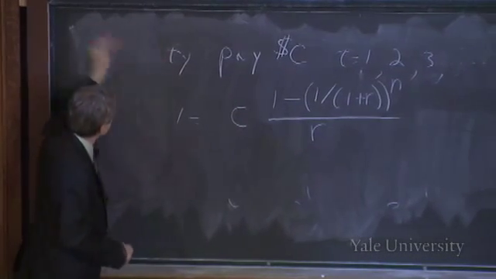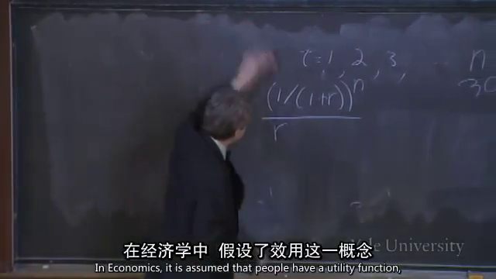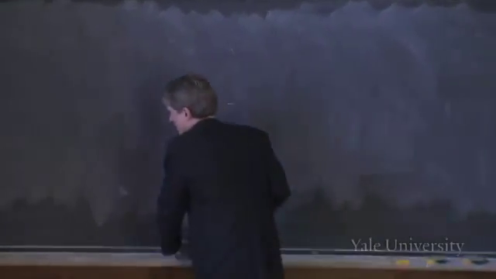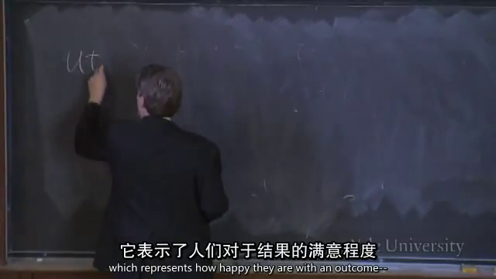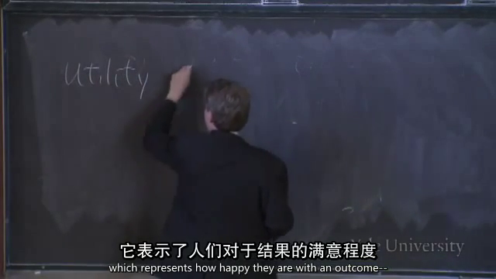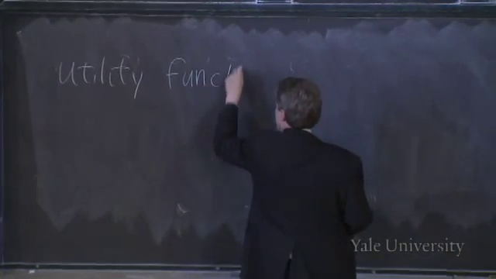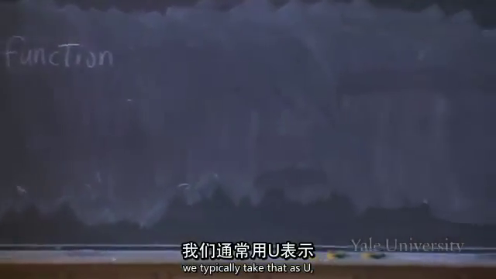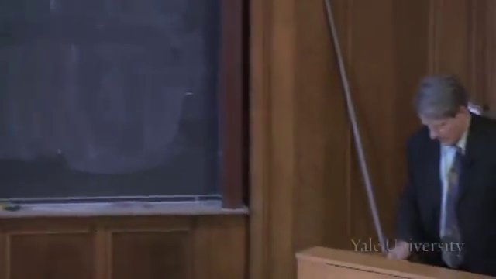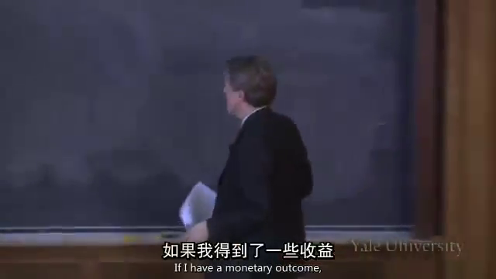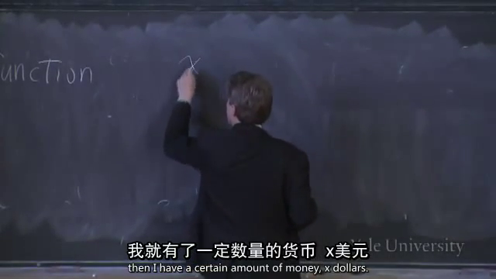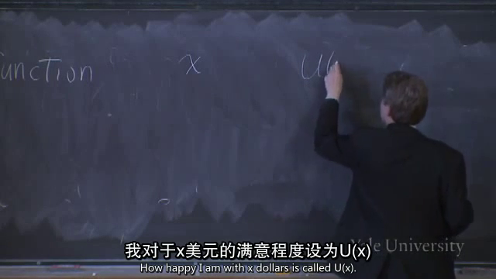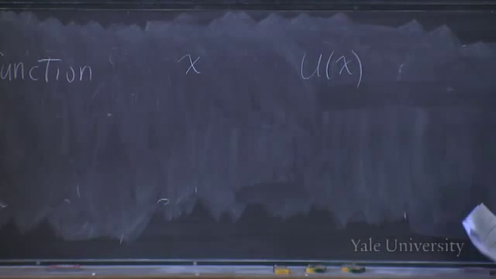In economics, it is assumed that people have a utility function which represents how happy they are with an outcome. Okay? And so we typically take that as U. So if I have a monetary outcome, a certain amount of money, X dollars, how happy I am with X dollars is called U of X.